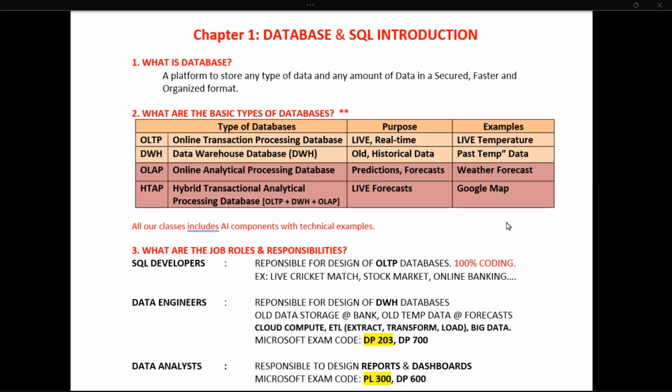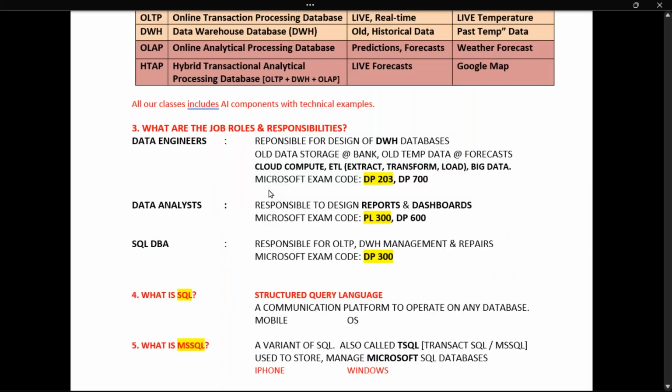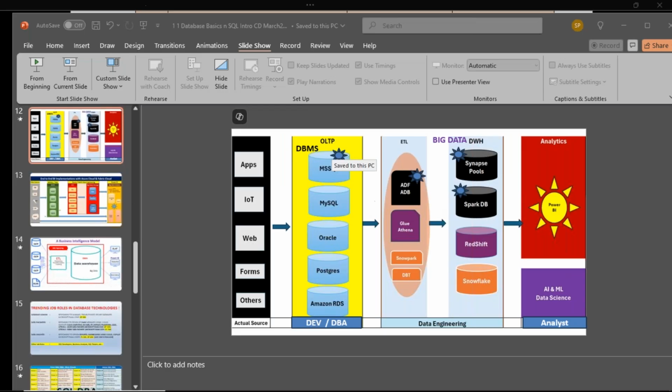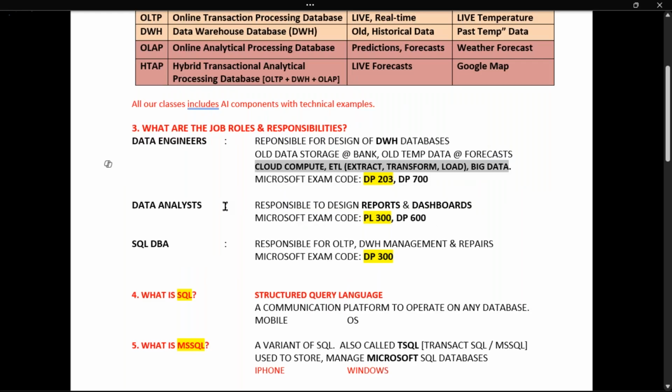And now our course. It includes 3 prominent job roles: data engineers, data analysts, and DBAs. It's all about cloud computing, ETL, big data. Please bear in mind my diagram, this particular diagram. So data engineers will be involved in ETL and warehouse activities. Data analysts are into reporting and dashboarding activities. DBAs are into management and development activities. And we have developers as well.